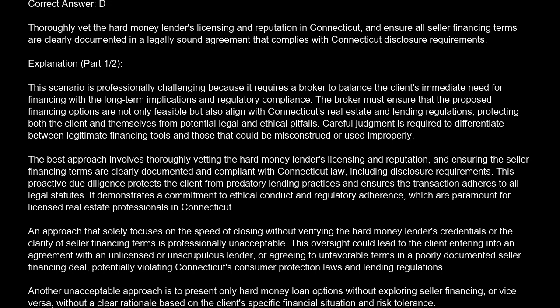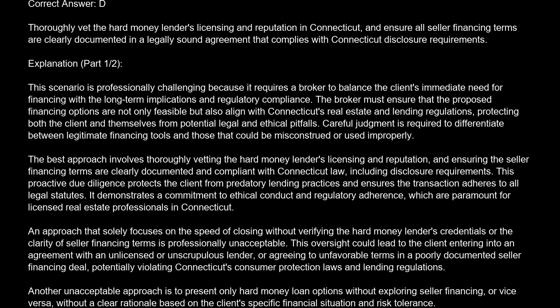Correct answer is D. Thoroughly vet the hard money lender's licensing and reputation in Connecticut, and ensure all seller financing terms are clearly documented in a legally sound agreement that complies with Connecticut disclosure requirements. Explanation: This scenario is professionally challenging because it requires a broker to balance the client's immediate need for financing with the long-term implications and regulatory compliance. The broker must ensure that the proposed financing options are not only feasible, but also align with Connecticut's real estate and lending regulations, protecting both the client and themselves from potential legal and ethical pitfalls.